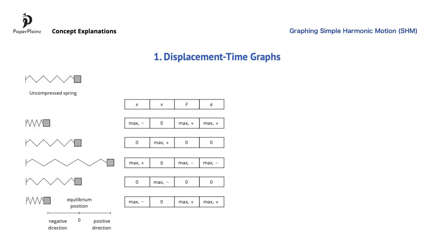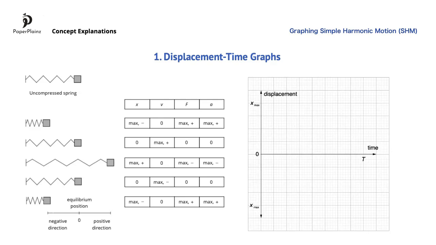The word max shows that the magnitude of the given quantity at the given position is at its maximum. 0 logically shows that the quantity is 0, and the positive and negative signs indicate the direction of the given quantity. For more details about how we got this table, feel free to watch the previous video named Simple Harmonic Motion. Let's see how the displacement time graph looks like for this situation.